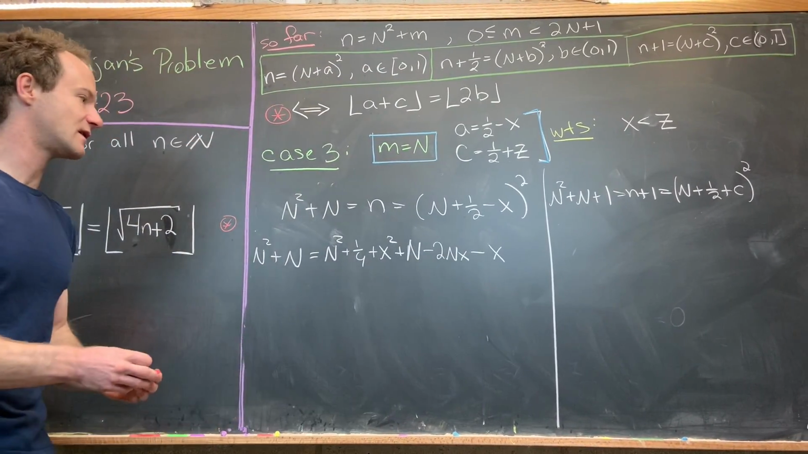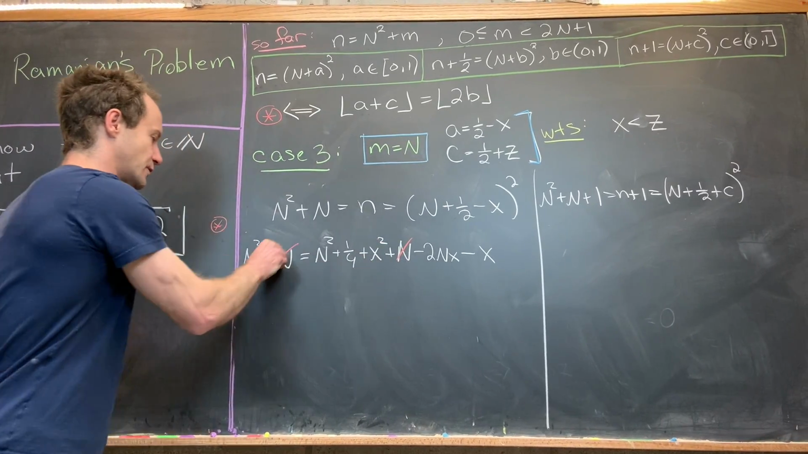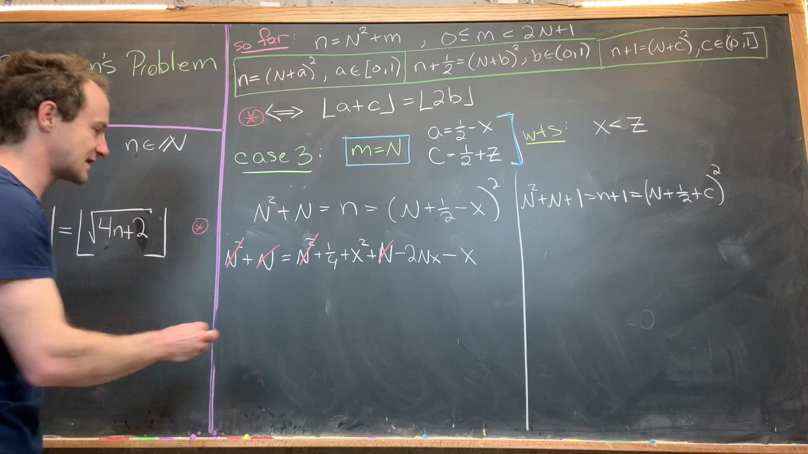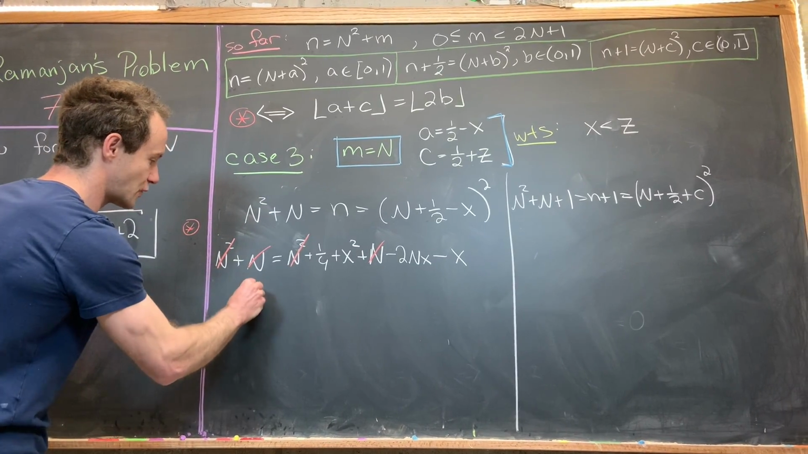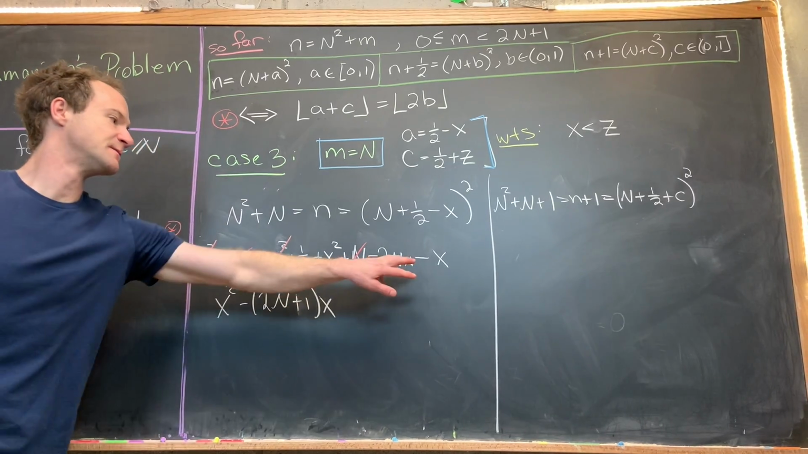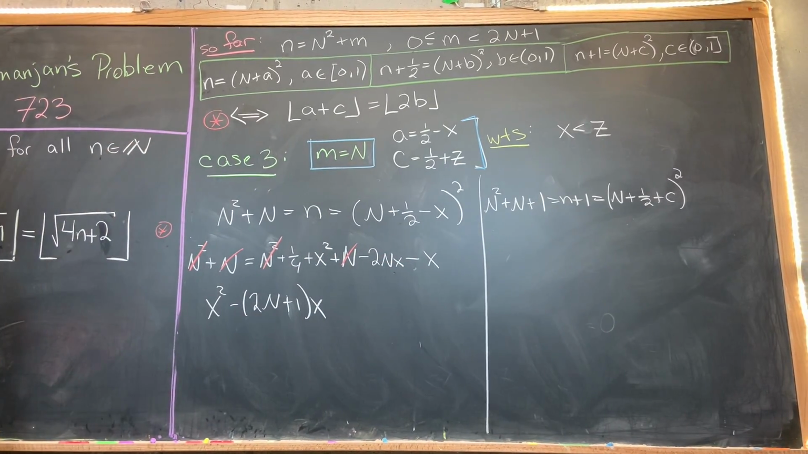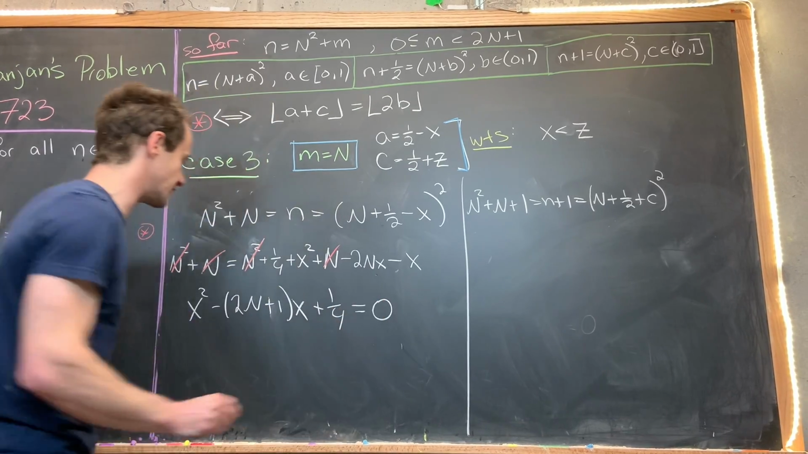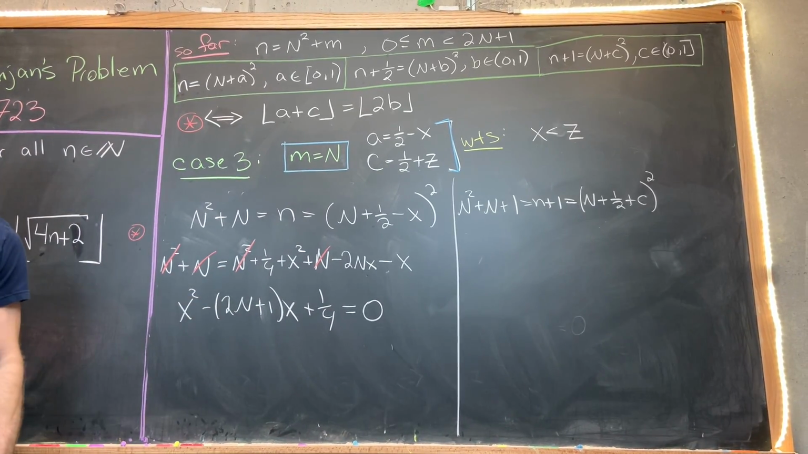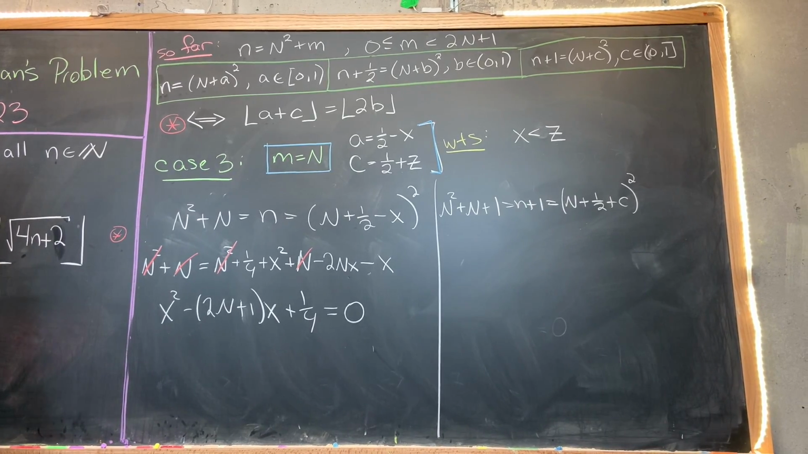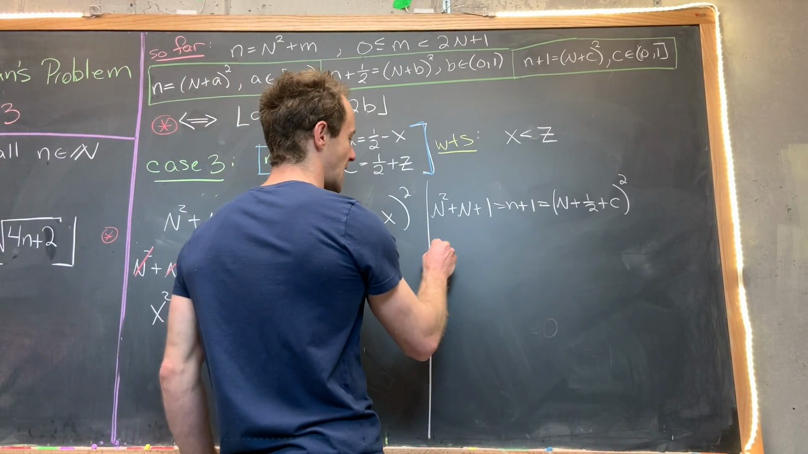Okay, so now let's notice that this guy will cancel with this guy, and this guy will cancel with this guy, and that's going to leave us with x squared minus the quantity 2n plus 1 times x. So I'm getting that from this term right here. And then plus 1/4 equals 0. So again, I just kind of flipped the sides of my equality here. Now we're going to do the same kind of thing over on this side of the equation. So I'll just bring this down.